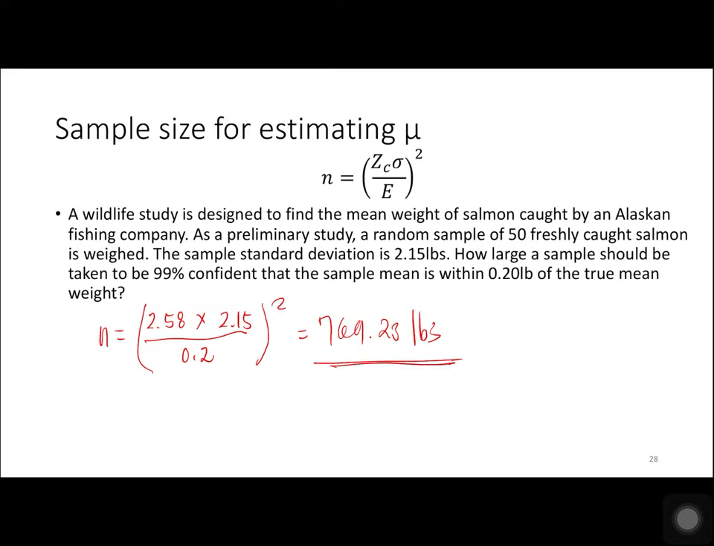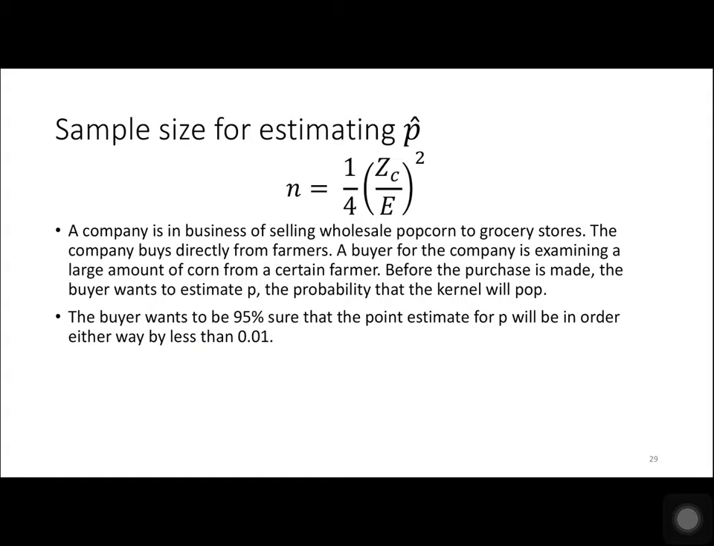Then next is the sample size for estimating P hat. You have n is equal to 1/4 times Z over E squared. So this is 1/4 if there is no preliminary estimate. For our example problem, a company is in the business of selling wholesale popcorn to grocery stores. The company buys directly from farmers. A buyer for the company is examining a large amount of corn from a certain farmer. Before the purchase is made, the buyer wants to estimate P, the probability that the kernel will pop. So the buyer wants to be 95% sure that the point estimate for P will be in error either way by less than 0.01.